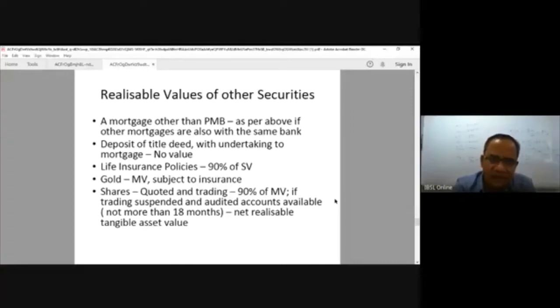So if a mortgage you have other than the PMB, primary mortgage, the realizable value will be, if other mortgages are also with the same bank, the realizable value you will take the total, right?